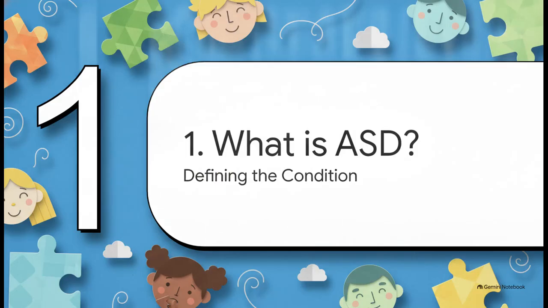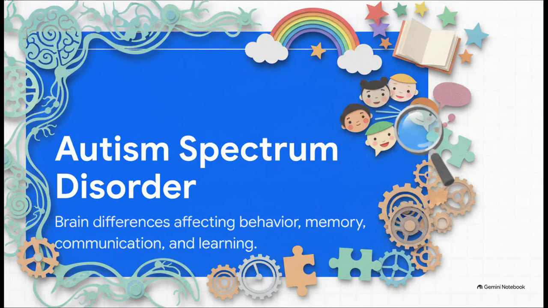Section 1. What is ASD? So what exactly is autism spectrum disorder? Well, it's defined as a neurodevelopmental condition involving brain differences that affect behavior, memory, communication, and learning. Now, the absolutely crucial point here is that ASD isn't just about behavior. It's neurodevelopmental. That means it literally affects how the brain is wired to process information and communicate with the world. It's not just a kid acting out. It's a fundamental biological difference in how their brain develops.